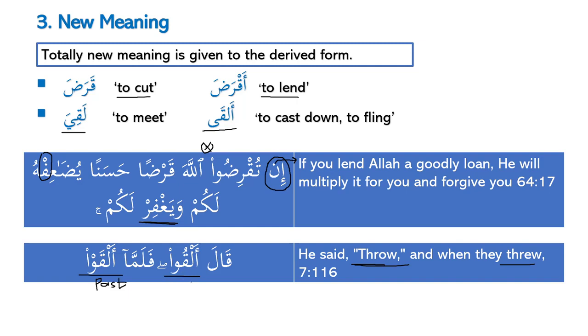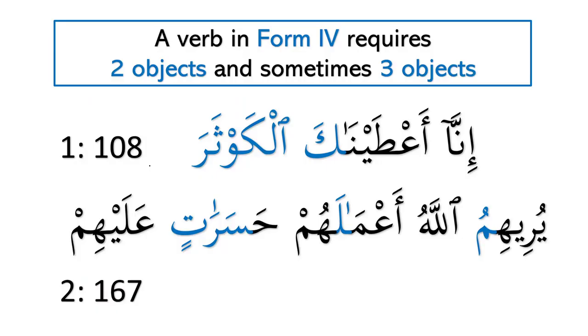Qala alqu, he said throw. Falamma alqaw, and when they threw. So as we can see here, the meaning is completely different. Number one, it is causative. Number two, it is transitive. And number three, it gives a new meaning. All right, so there are only two main things that we need to remember. Number one, it is causative, and number two, it is transitive.